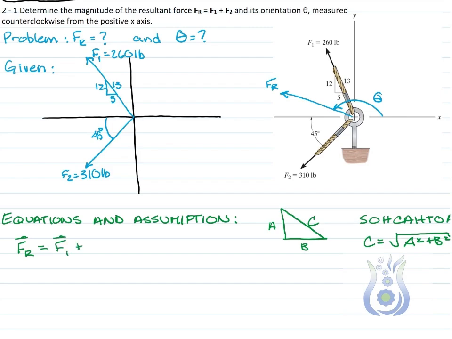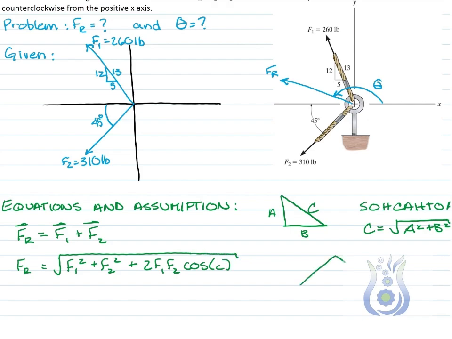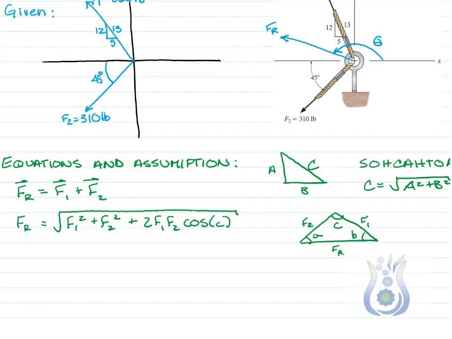Therefore, the resultant force is equal to the square root of F1 squared plus F2 squared minus 2 times F1 times F2 times the cosine of C. Drat, I wrote plus here, but don't worry, I fix it when we work the solution. Remember, the internal angles of triangles should sum up to 180 degrees. Next, apply the law of sines, which is F1 divided by the sine of A, equal to F2 divided by the sine of B, which is equal to FR divided by the sine of C.